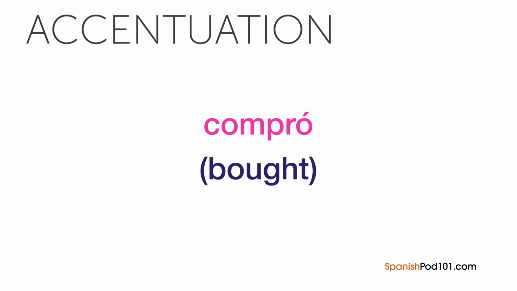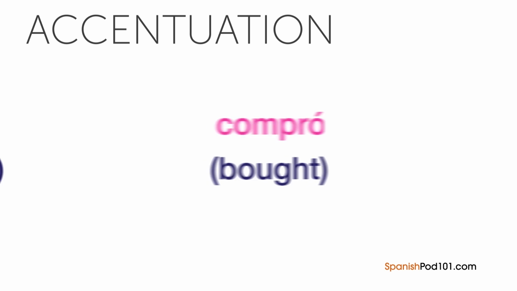Compró. As you can see, this word ends with a vowel. Normally, you would stress the second to last syllable. However, there's an accent over the letter O, indicating that it must be stressed. Therefore, we must stress the last syllable instead. Let's take a look at another one.